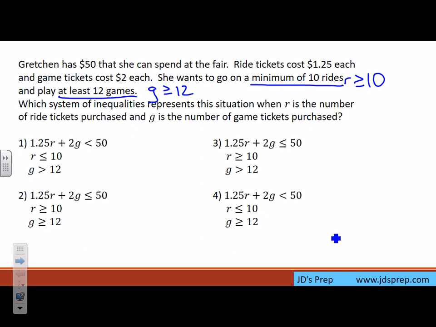Since she has a total of $50 that she can spend at the fair, then if we look at the costs of each of the tickets and add them together, that can be no more than 50. So the total cost here can be no more than, which is less than or equal to, 50.